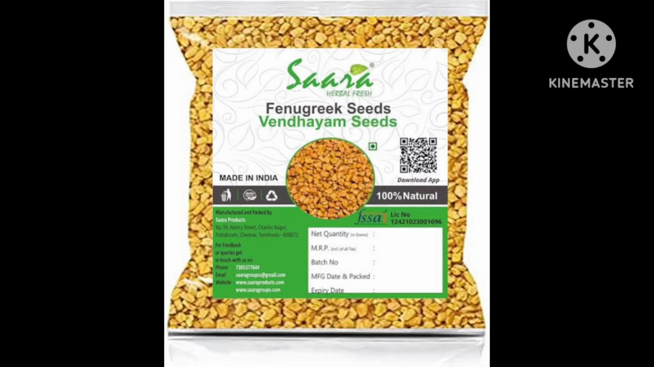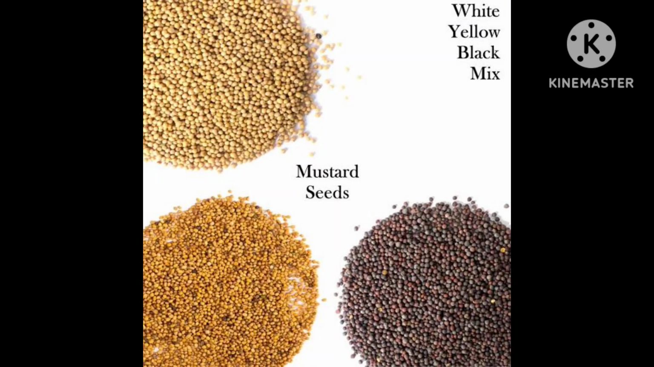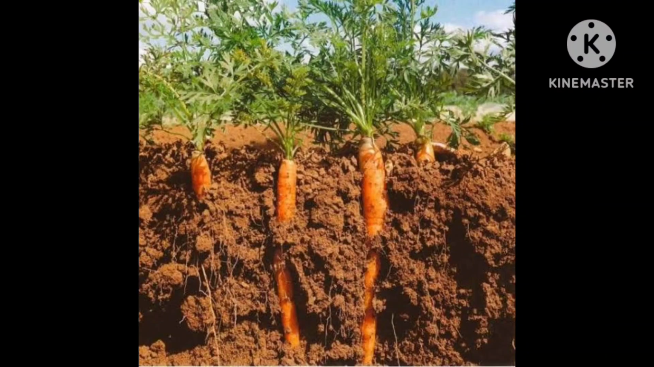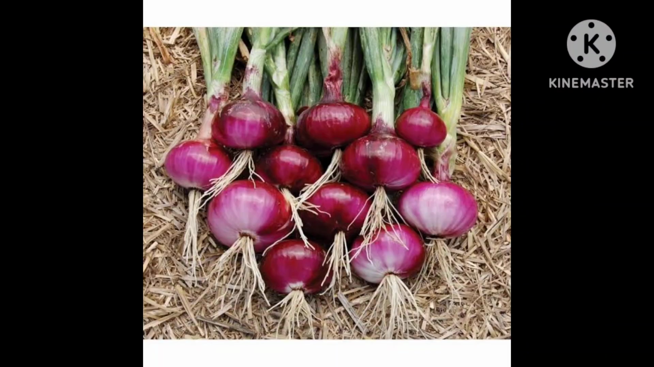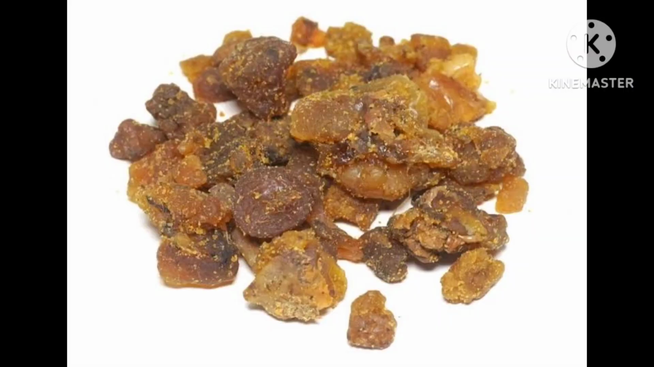Fenugreek, parts that we eat, leaves and seeds. Mustard, parts that we eat, seeds. Sugarcane, parts that we eat, stem. Carrot, parts that we eat, root. Onion, parts that we eat, underground stem. Cabbage, parts that we eat, asafoetida, parts that we eat, resin.